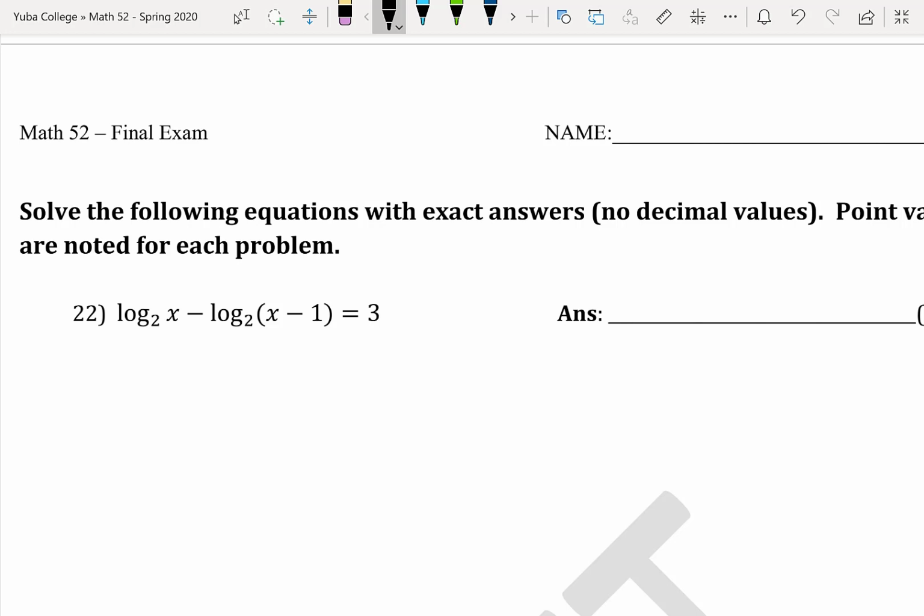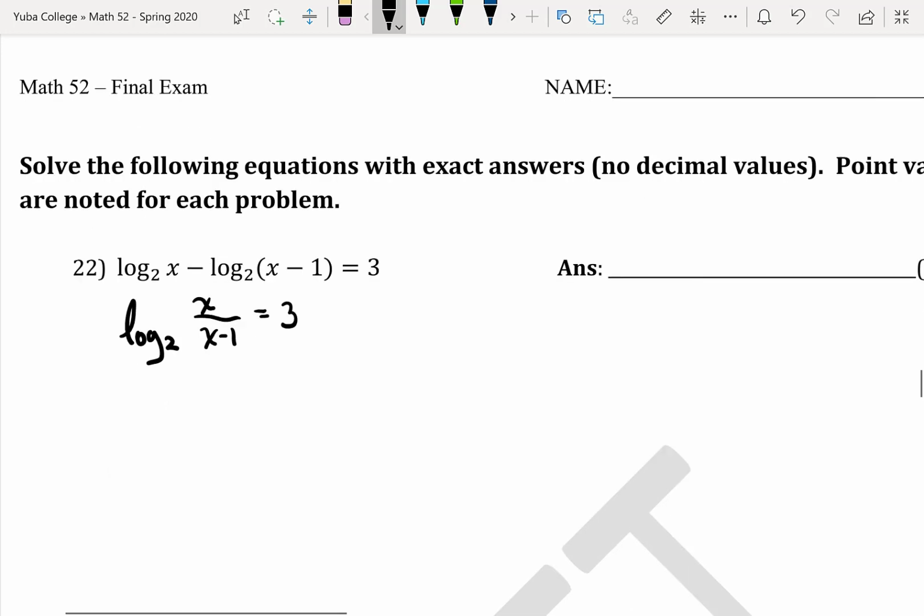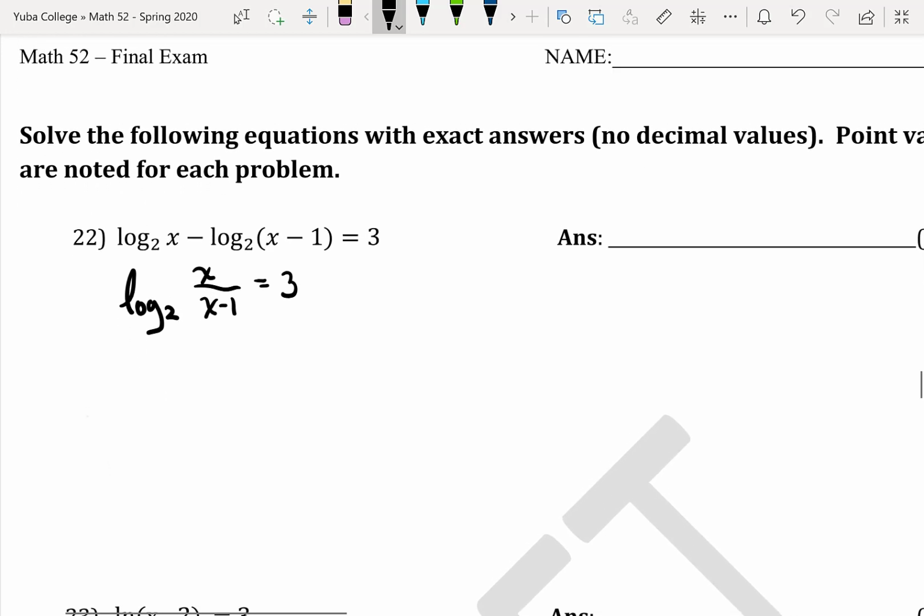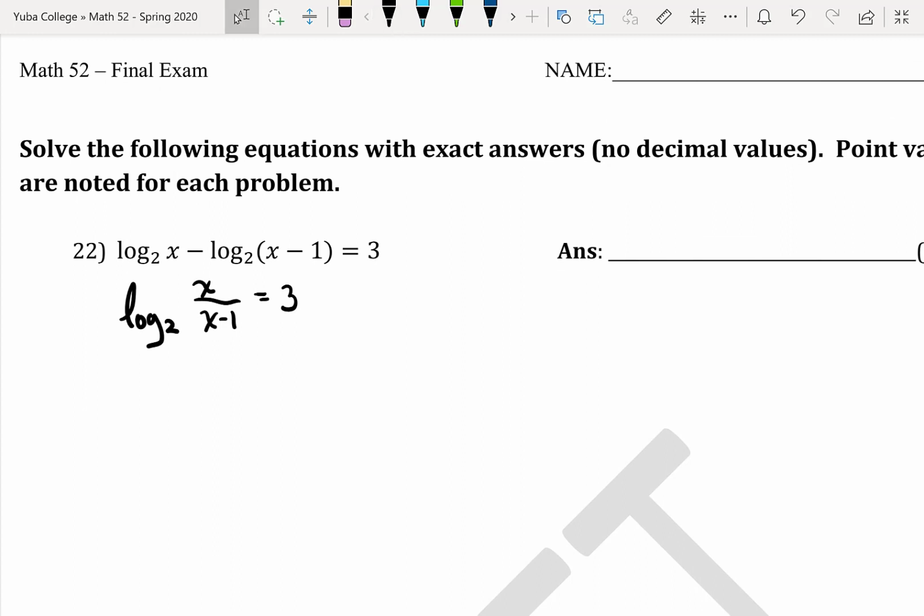Okay, so now once you have a single log equals a number, we can use the definition of logs to rewrite this in exponential form. So the base of our log is the base of our exponent. So we have 2. What is on the other side is our exponent. So 2 cubed equals x all over x minus 1. 2 cubed is 8 equals x all over x minus 1.